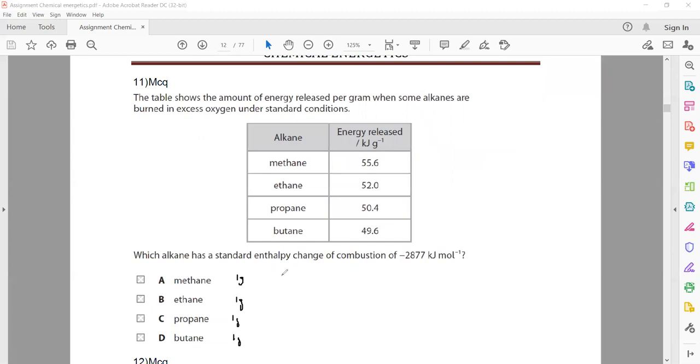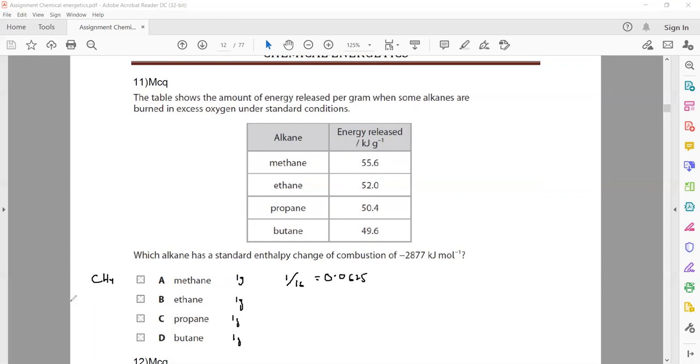Moles equal mass in gram divided by molar mass. For methane, which is CH4, the mass is 1 gram, and the molar mass is carbon 12 plus hydrogen 1 times 4, which totals 16. So this will be 1 divided by 16. So 1 gram of methane will have 0.0625 moles.